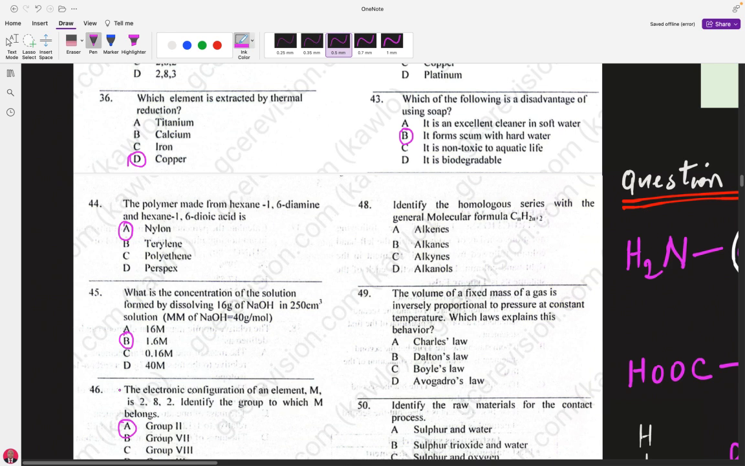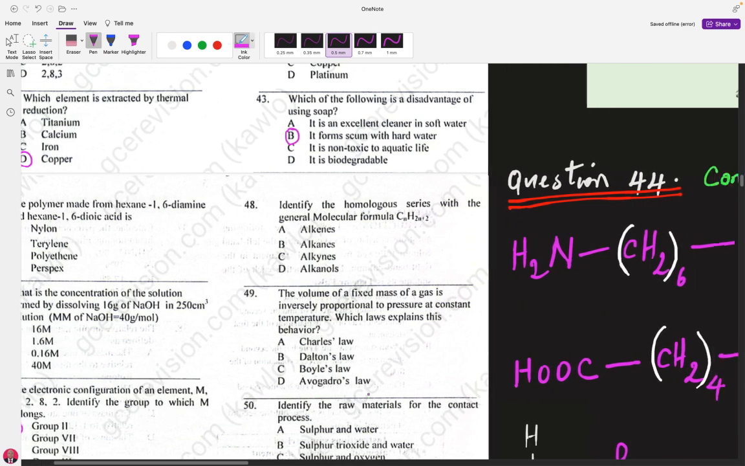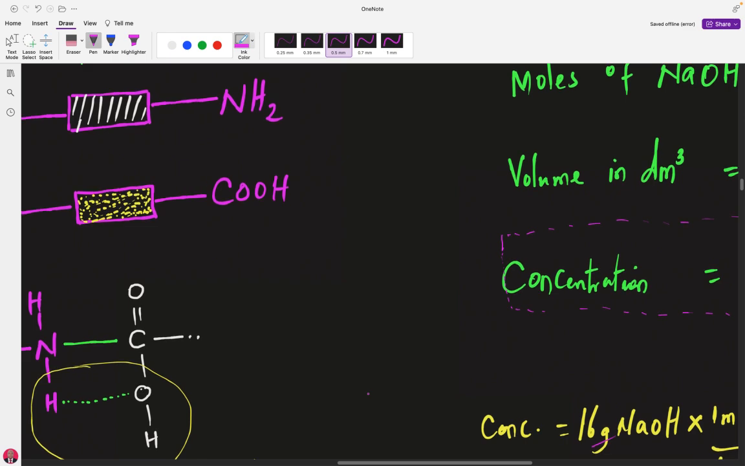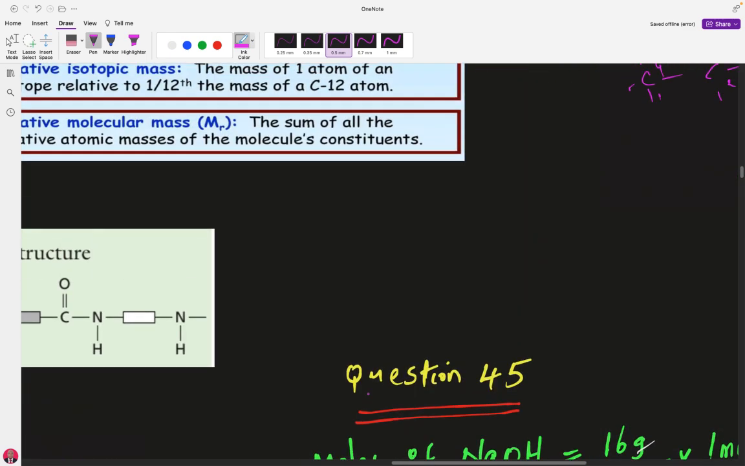Alcohols, or what we call the alkanols, and carboxylic acids also have their own general formulas. So we want to identify the homologous series that has CnH2n plus 2. These are the alkanes, and you can confirm it from here.